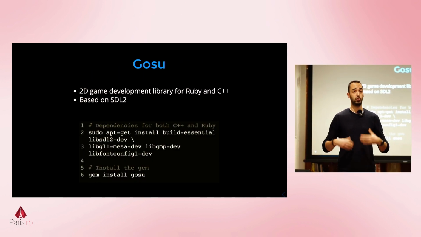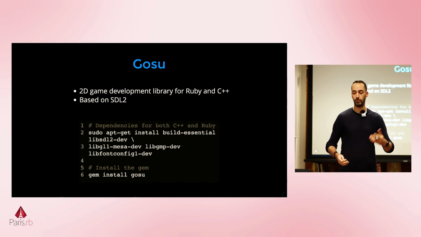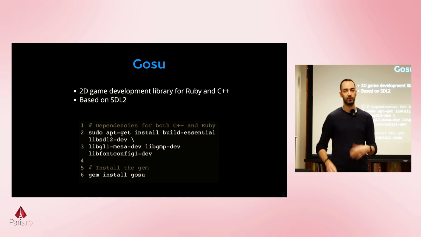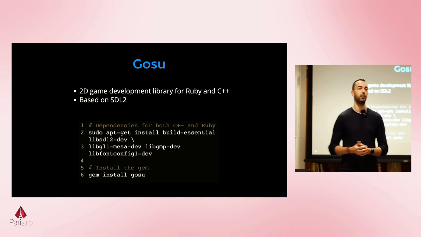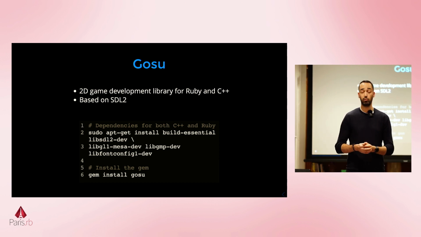So I will talk about Gosu, which is a 2D game development library for Ruby and C++, but we will focus, of course, on the Ruby aspect. It has many dependencies, with the most important one being the SDL2. And so, what do we want to do first to create a game?